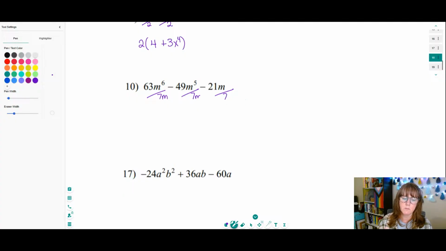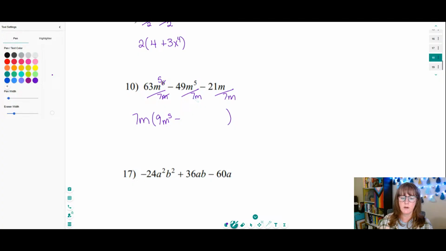So m is the most that we can take out of each of these terms for the variable. So let's write that outside of the parenthesis and then see what's left over. So 63 divided by 7 is 9. M to the 6th power divided by m is going to give us m to the 5th power. So that's 9 m to the 5th.